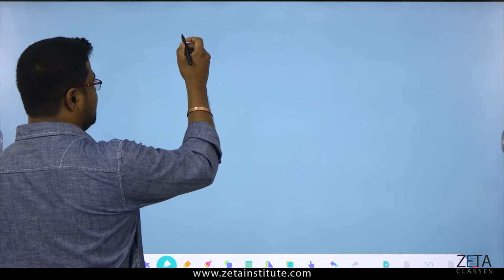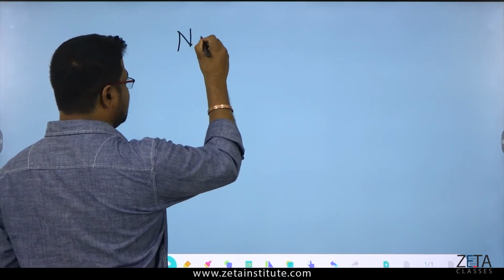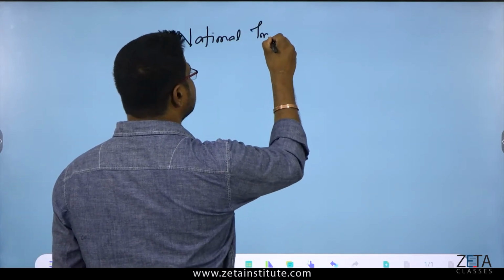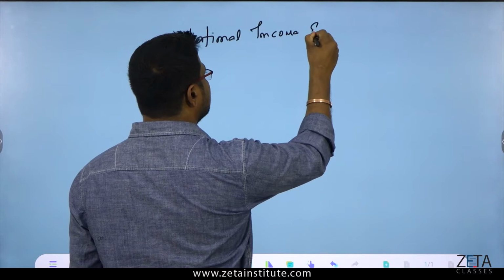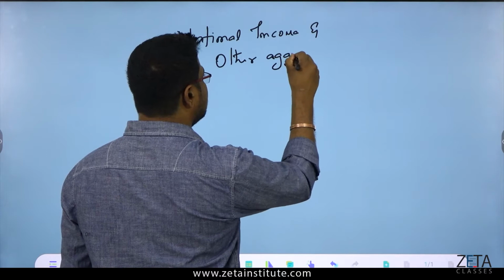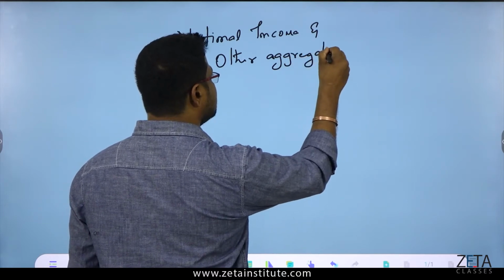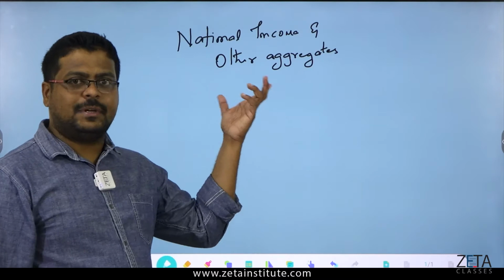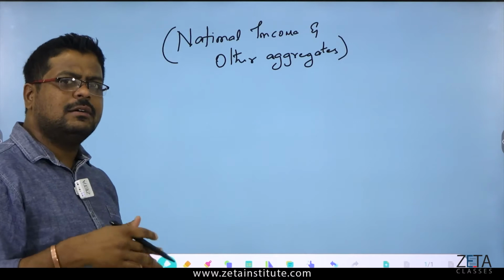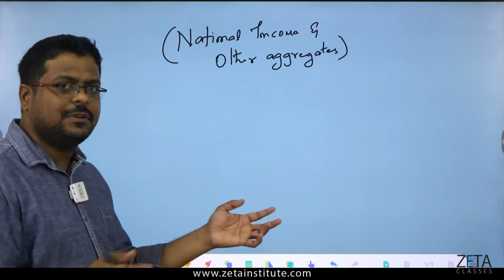So we shall go chapter wise and topic wise as well. Now let us go to the first chapter, that is national income and other aggregates. So this is the entire chapter name actually. We also call it a unit. But in your book and other books, they have separated it into different chapters.